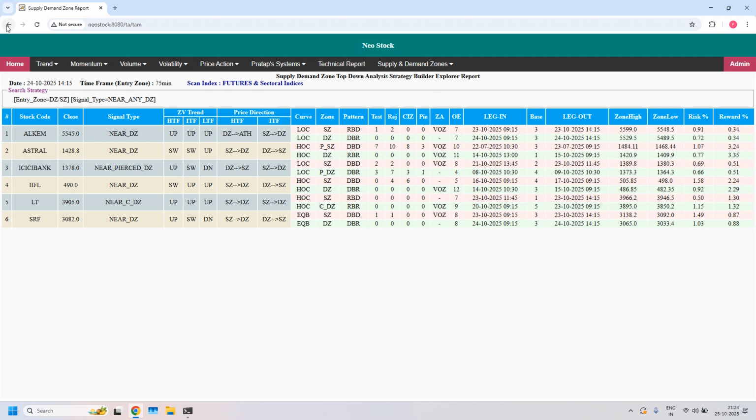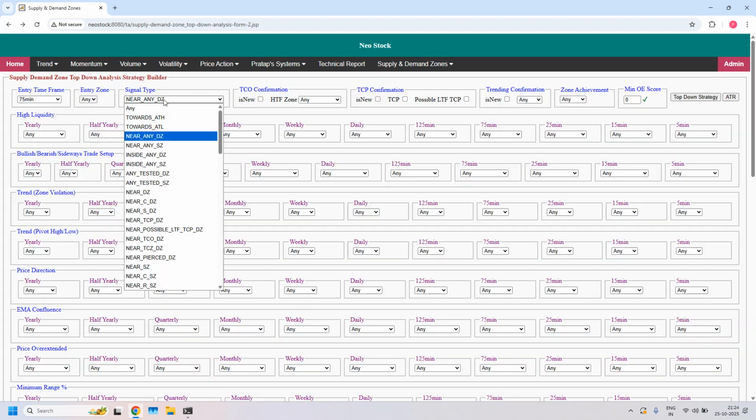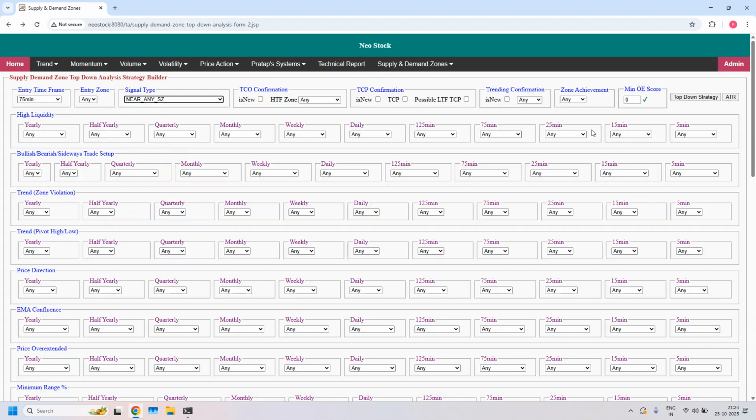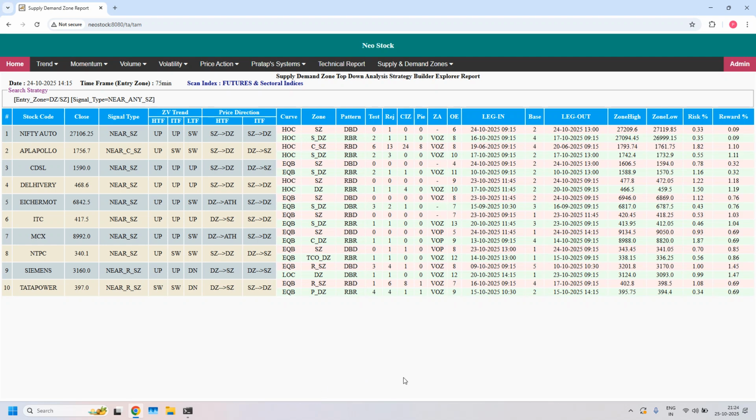Okay, next for the 75 minutes time frame, stocks near to the 75 minutes supply zone. We got 10 stocks. Let us identify high liquidity supply zones. APL Apollo is having a piercer zone. Anybody who wants to use piercer zone strategies, you can apply, but it is not valid for an HLQ zone.